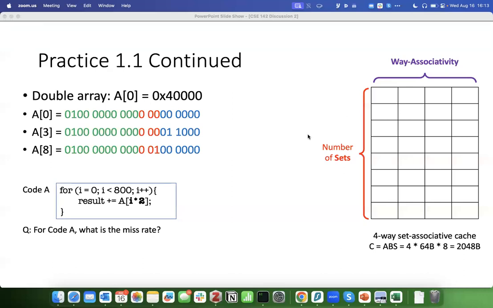All right. So now the real practice. I give you this code, very simple code. I'm just going through every other element in the array: A0, A2, A4, A6, A8, etc. And the question is, for that cache placement, for a set associative cache with block size of 64, what is the miss rate? So let's spend maybe half a minute just thinking about this question.